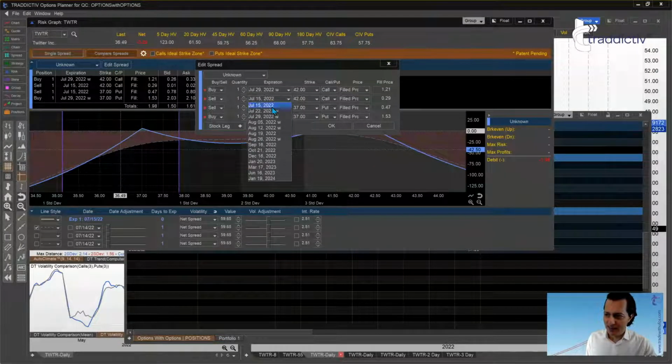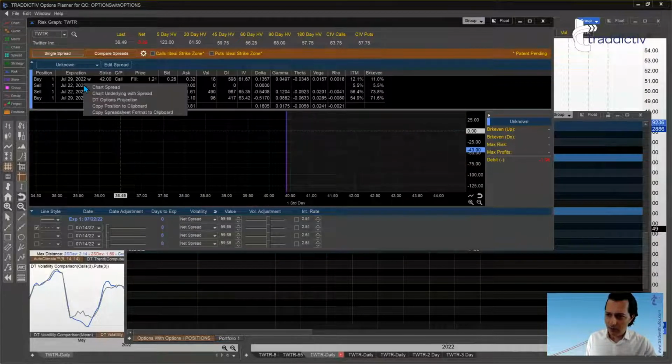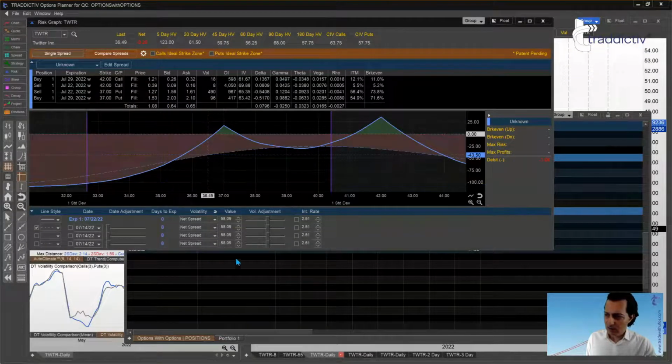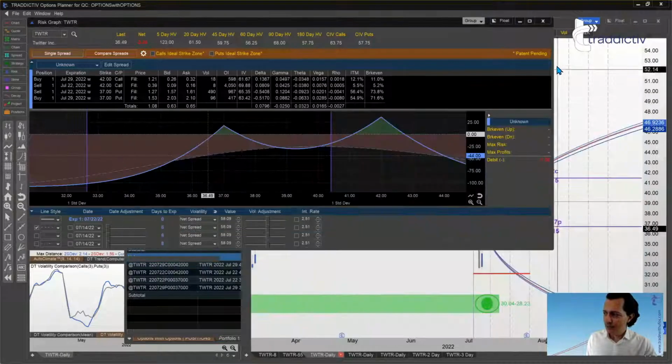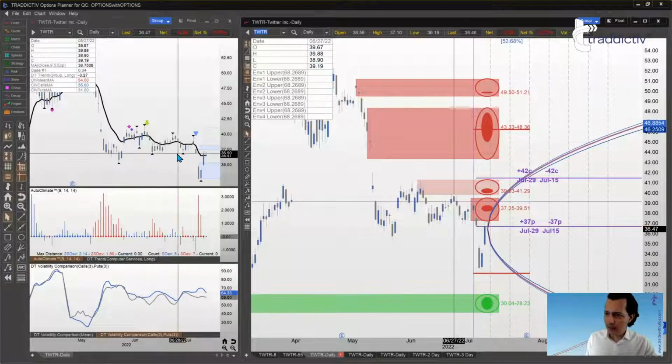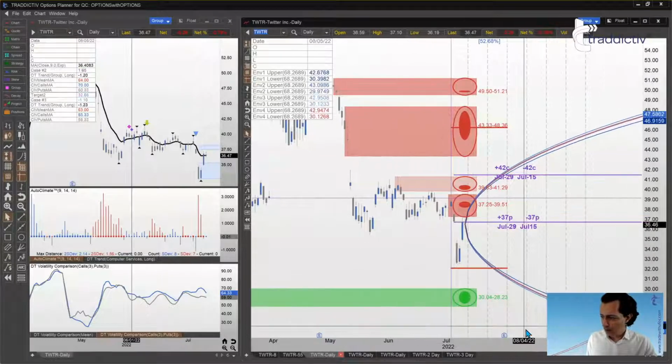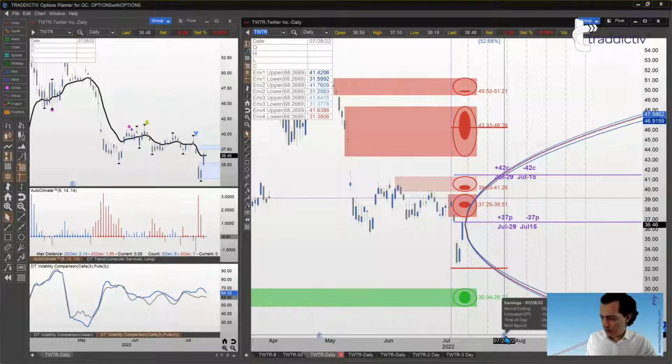So we said 22, 22, and we said 39 and 127. Here we go. So let me copy this so I can put it here. So this is the new trade we have. Okay. And earnings are supposed to happen on 7/28.